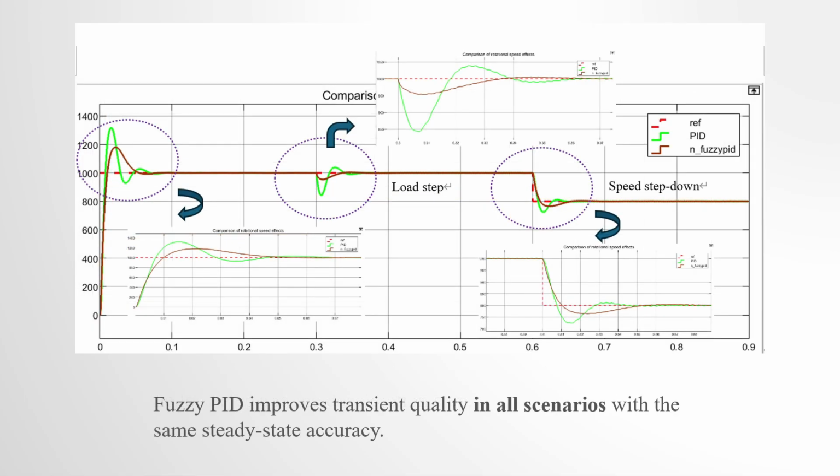And this slide compares the speed response. The red dashed line is the reference. At startup, classical PID shows larger overshoot and oscillation, while the fuzzy PID settles faster. When a load step is applied at 0.3 seconds, the fuzzy controller limits the speed dip and recovers more quickly. For the speed step down at 0.6 seconds, it also produces a smaller undershoot and a shorter settling time. Overall, the fuzzy PID improves transient quality in all scenarios with the same steady-state accuracy.